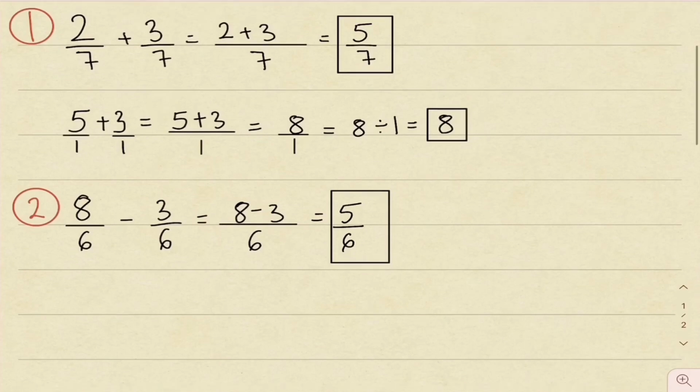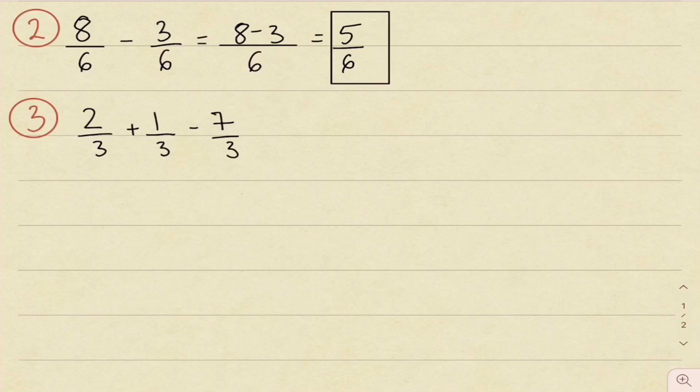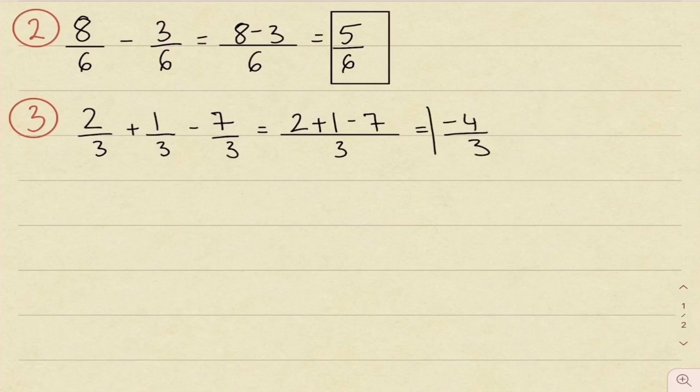Let me do another problem. Problem 3. 2 over 3 plus 1 over 3 minus 7 over 3. So I have three fractions adding and subtracting each other with the same denominator, so it's the same thing. I'm going to have to keep the denominator and then add and subtract the top. 2 plus 1 minus 7. So 2 plus 1 is 3, minus 7 is negative 4 over 3.